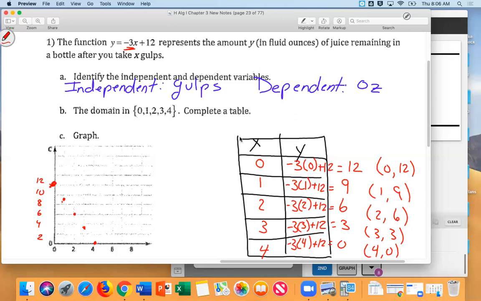Now, this should be a line. Does that look like a line? Yeah. And I can connect them.